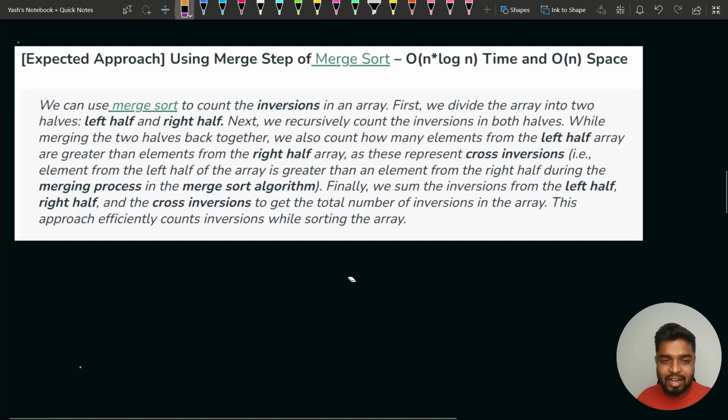But the thing is that when you are merging, one element x lying in the left half, another element y lying in the right half, such that x is greater than y, those will be the cross inversions that you always want to count, because an element from the left half is greater than an element from the right half during this process. So we will keep track of that.